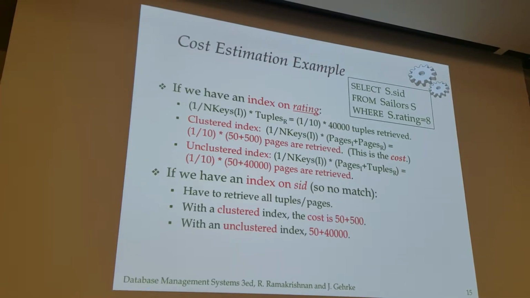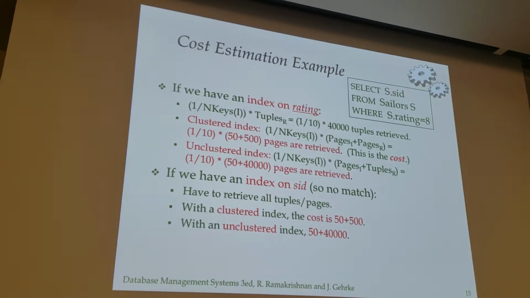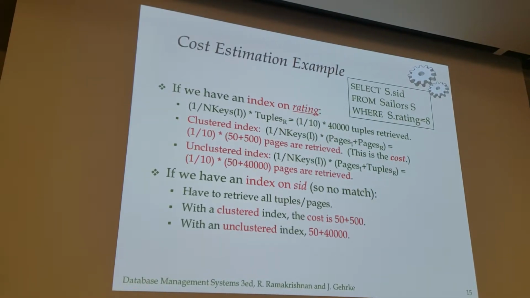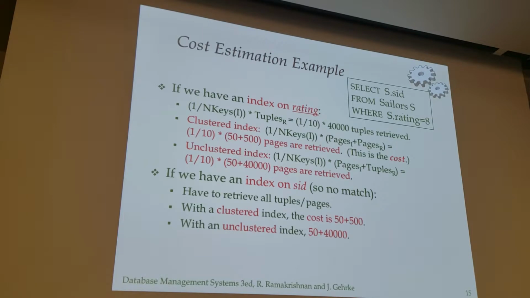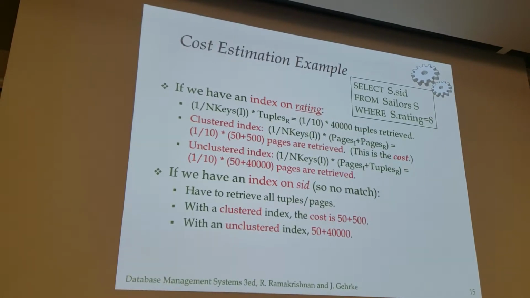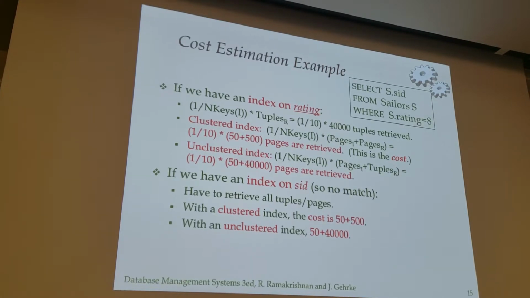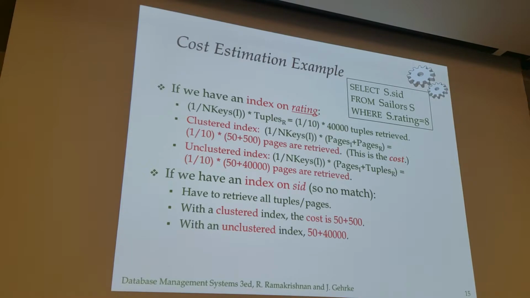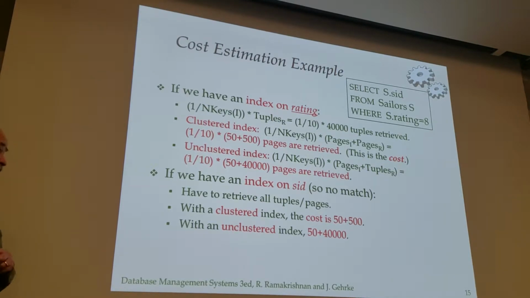And if you have the index on SAD, then you don't have any matching predicates. And so what you'd have to be able to do is you can go ahead and use 3 paths to be able to do it. If you had a clustered index on SID, then the cost per the formula on the other page is going to be 50 plus 500. That's the index pages plus the data pages to be able to retrieve it.